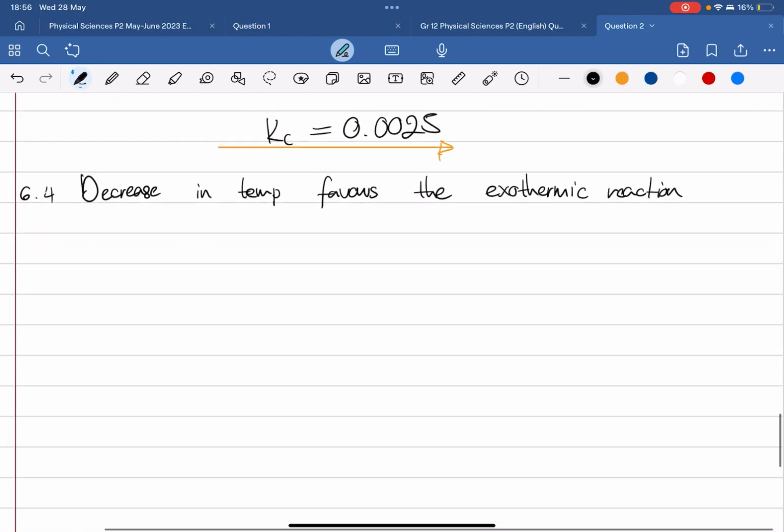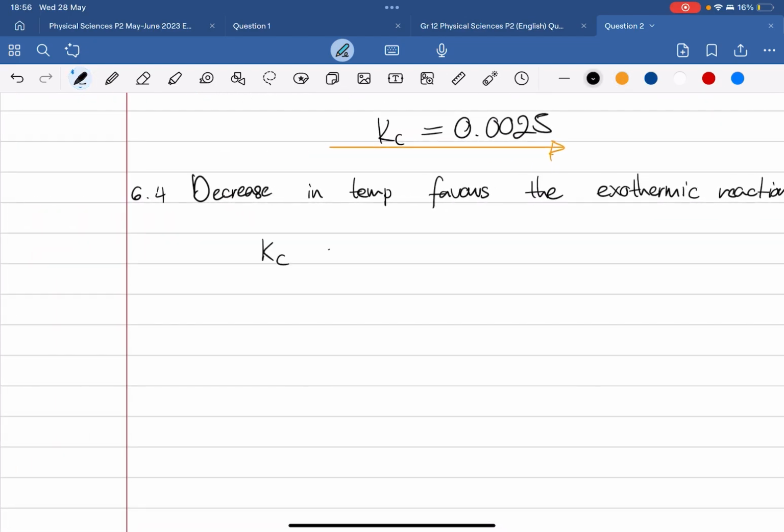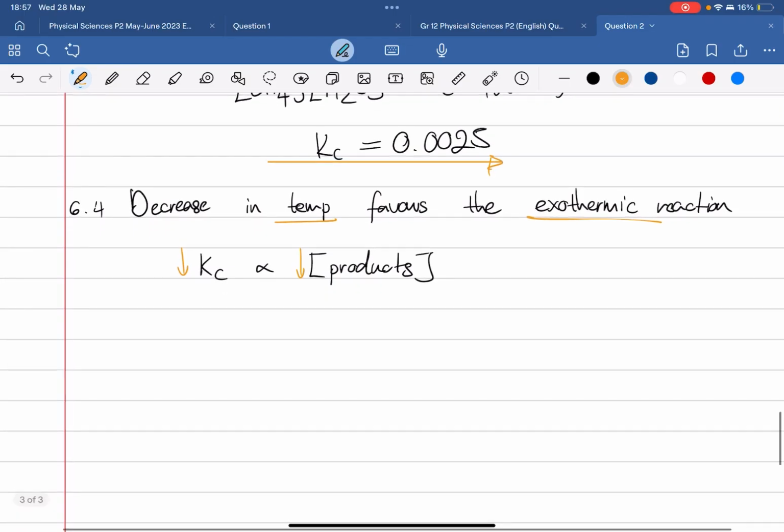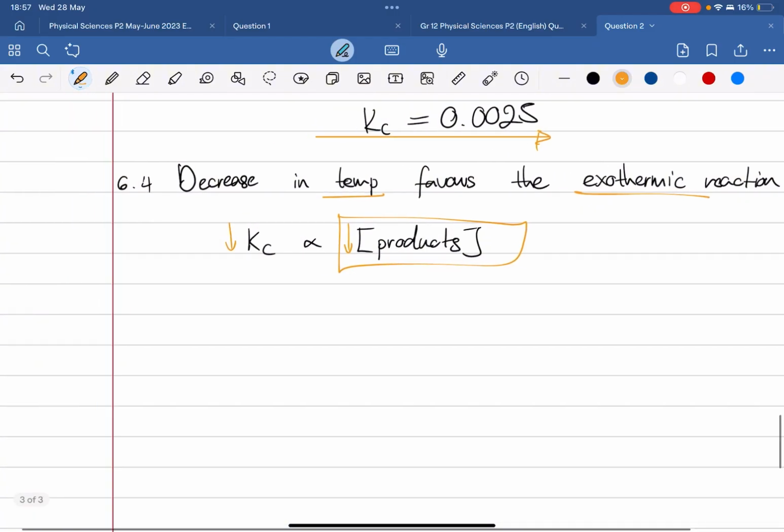Why is this important? This is important because Kc is directly proportional to the concentration of your products. So what does that mean? That means if your products decrease, therefore your Kc will decrease. So to answer this question, when you decrease the temperature, it favors the exothermic reaction, and the exothermic reaction decreases the concentration of the products. When concentration of products decrease, therefore the Kc will decrease. So the answer to this question is decrease.